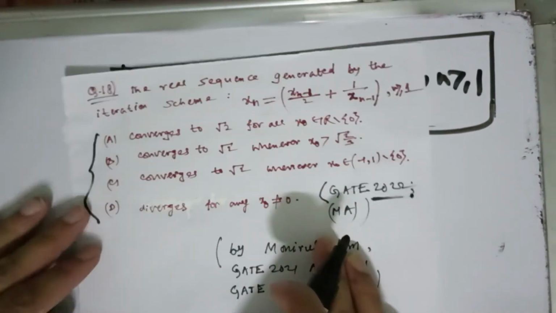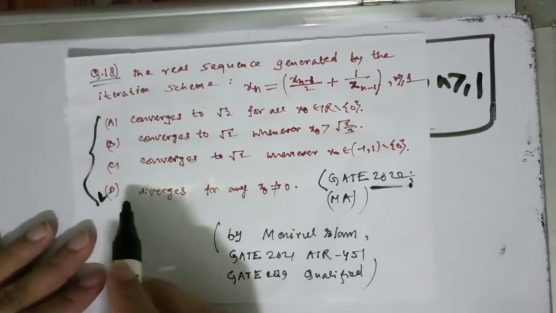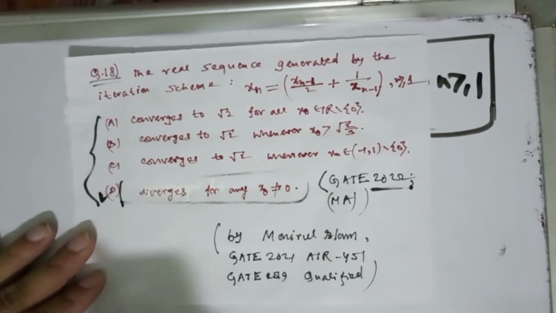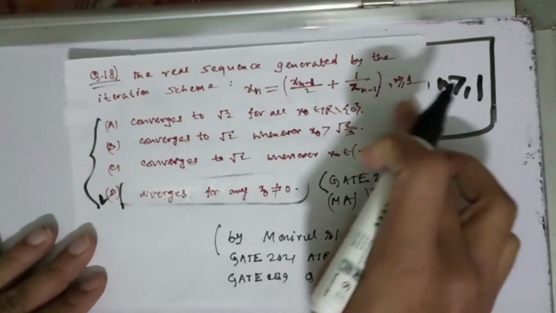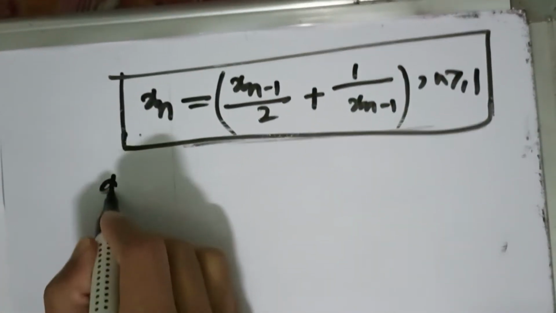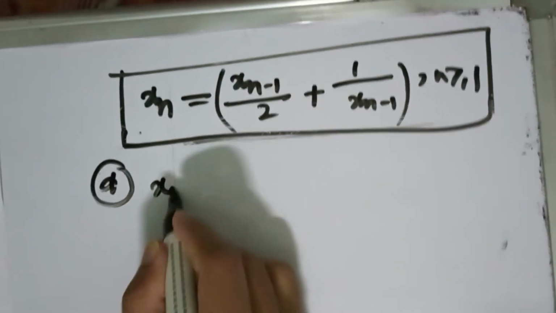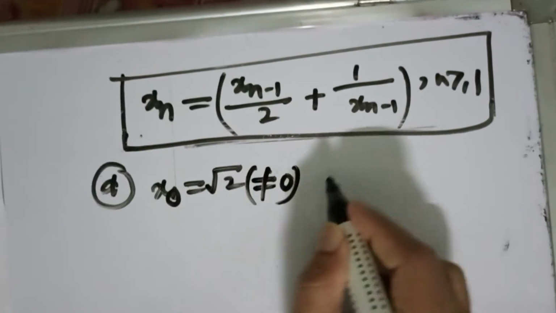First of all, I am coming to the fourth option, option D. It says the sequence xn is divergent for any non-zero x0 with this scheme. So I take x0 equal to root 2. Then x0 equal to root 2 is a non-zero real number.